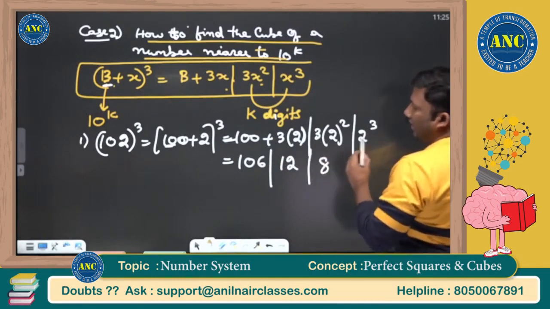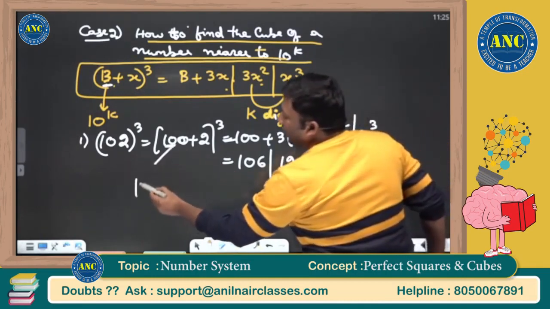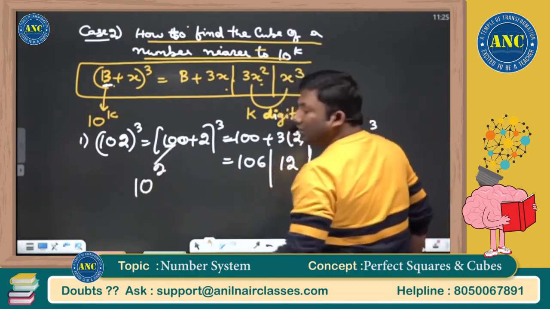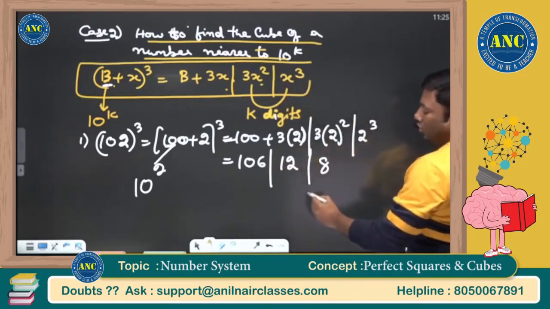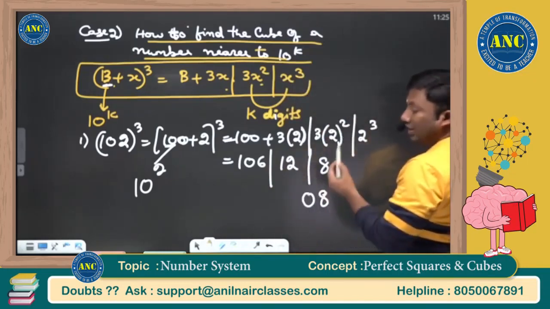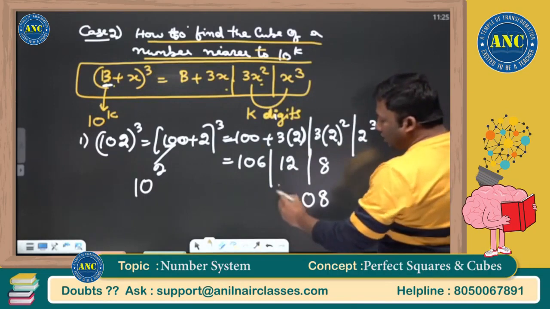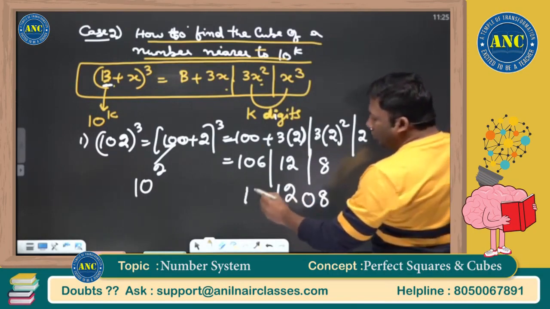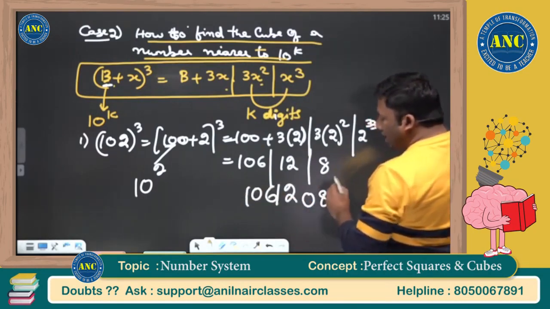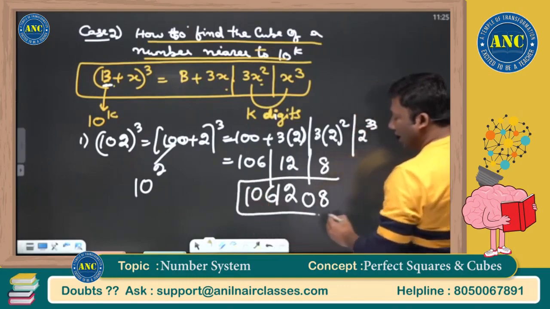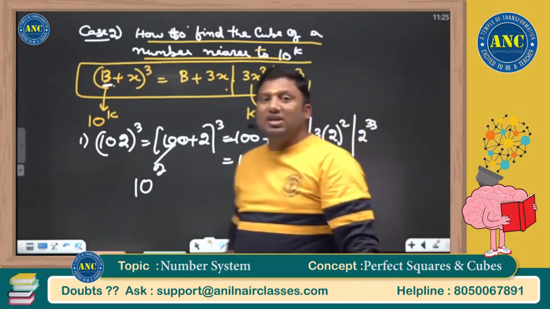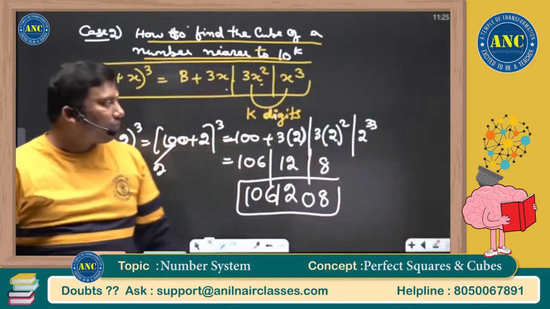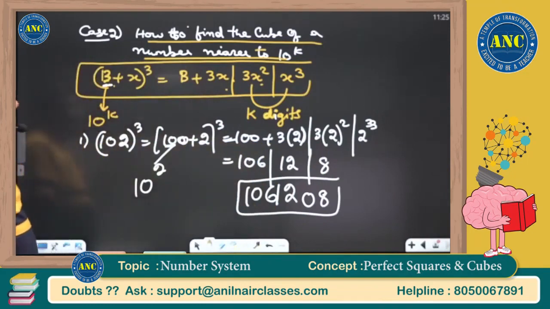2 cube is 8. 100 is of the form 10 square. If the power of 10 is 2, the last places should have 2 digits. 8 in a 2-digit format is 08. It is 12 and it is 106. The last places should take the number of digits equivalent to the power of 10, right?